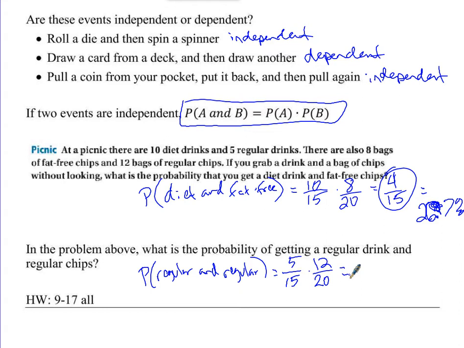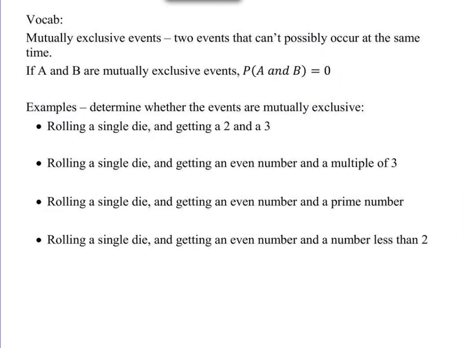1/5, yeah, when you simplify it down. 1/5, which is 20%. So that's how you do these. It's basically the fundamental counting principle, but for each one you have to figure out the probability for each independent event. 9 through 17L, how many problems is that? 9 problems.